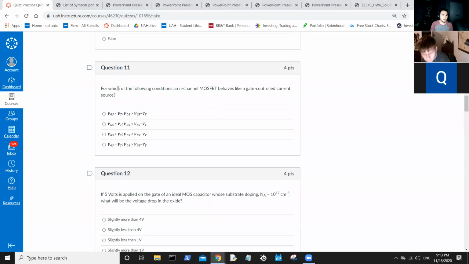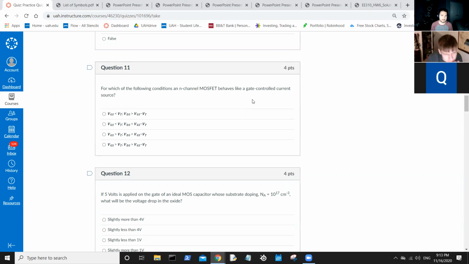All right. For which of the following conditions does an N-channel MOSFET behave like a gate-controlled current source? For this one, I made a little memory thing. When it's a gate-controlled current source, both parameters should be facing the left, so they should both be greater than. In this case, our answer would be the last one: VGS is greater than VT, and VDS is greater than VGS minus VT.